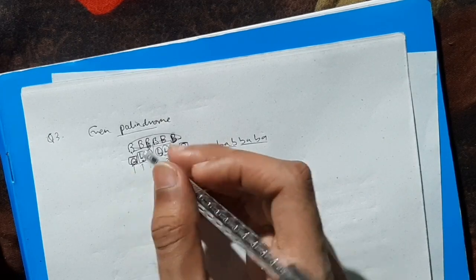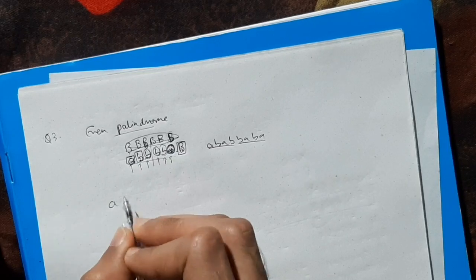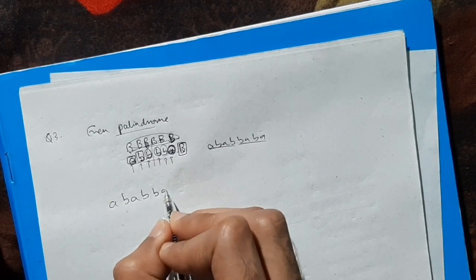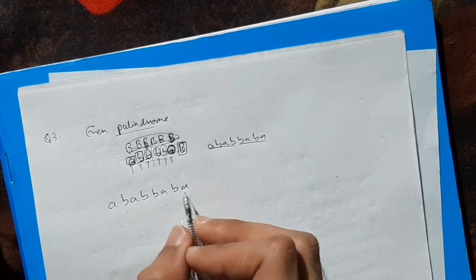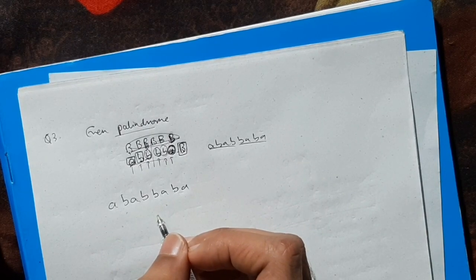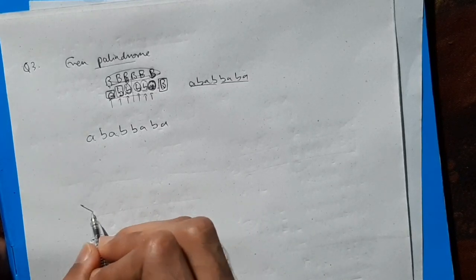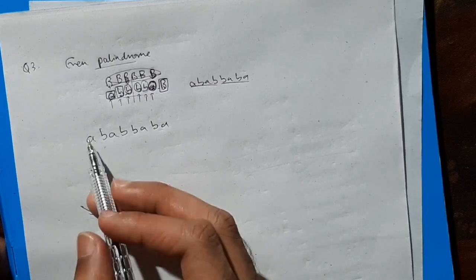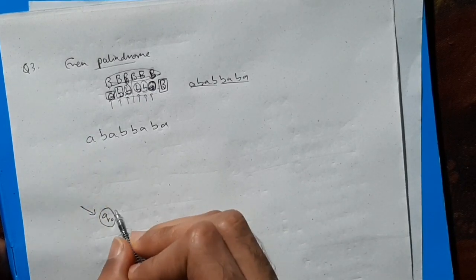So let's consider this example and make the string here. Okay, let's take AB and BA. So this is the string which we will be considering and making the transition diagram. Okay, so which is your starting state? Always your starting state will be Q0. What is the first letter? It's A. Whenever you get A, what do you have to do?